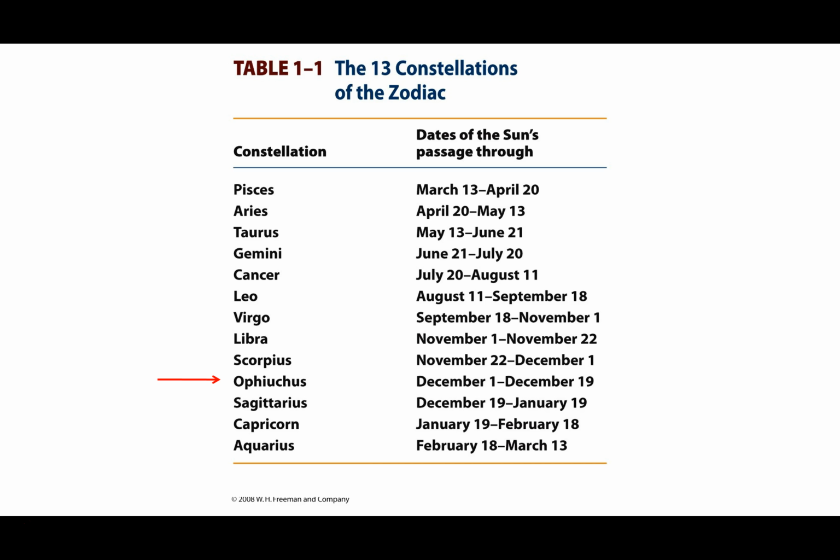Ophiuchus is another set of stars. It's kind of a boxy, weird-looking constellation, and it would be between December 1st and December 19th. So, don't guess that. This is just scientists doing their science thing.